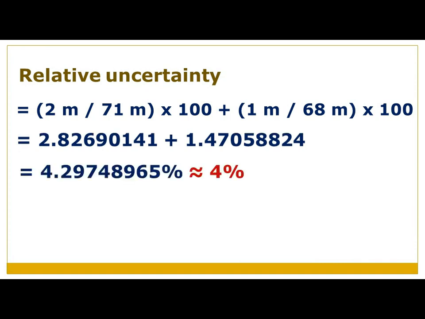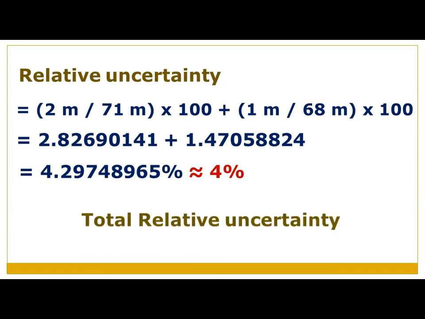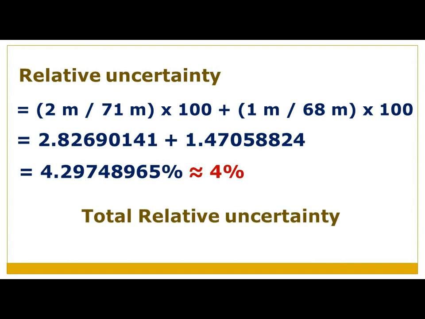Okay? Next. To get its relative uncertainty, following the rules, 2 divided by 71 meters times 100 plus 1 divided by 68 meters times 100. So we are going to write down all the digits, and then the final answer will be 4.29748965%, or it is equivalent to 4%.